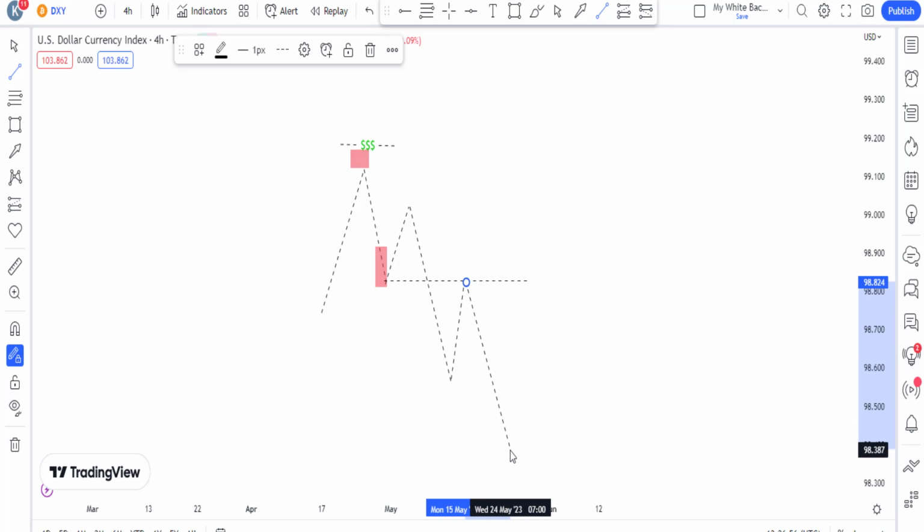We will see how these things form. It is a very powerful pattern for trading with the smart money concept. Please don't ignore this, just watch everything.